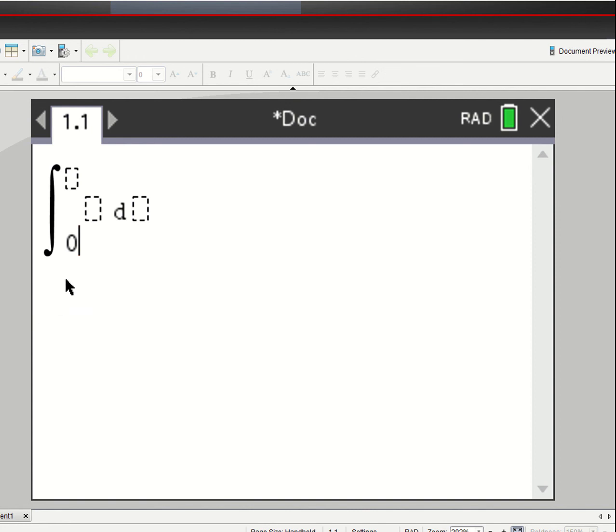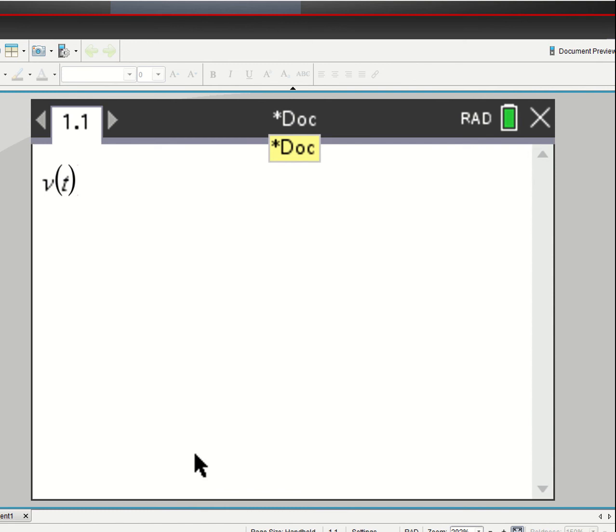Oh wait, actually, you know what I'm going to do? Let me go back. What I'm going to do is define v really quickly because I'm looking ahead here that we are also going to find total distance. And so I'm actually going to use v twice. I don't really want to type it twice. Remember, you're going to type Control Enter to get the double colon here.